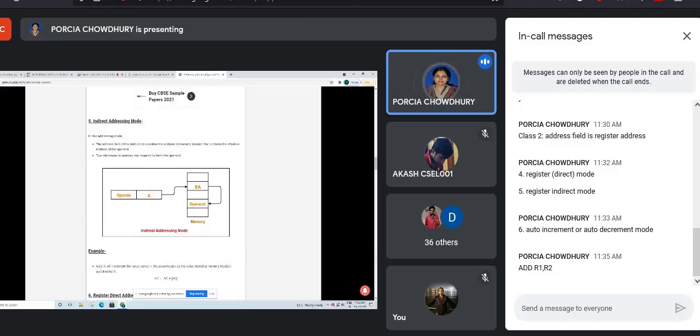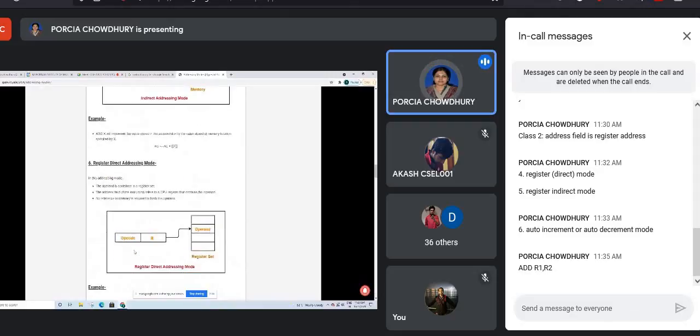Now this is one example. Add X will increment the value stored in the accumulator by the value stored at the memory location specified by X. Okay. So that means over here, first you have one address. You have to go to that address location and from there to another address location to fetch the operand. Okay, that is your indirect addressing mode.